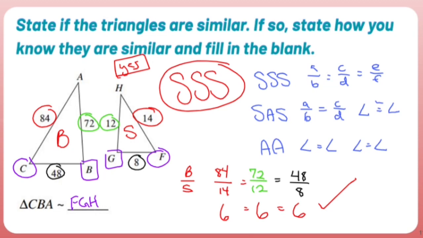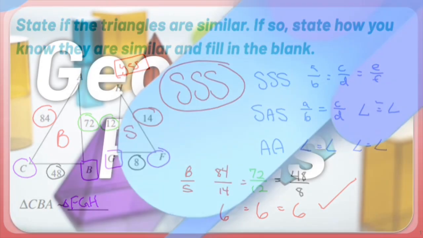So these were similar. SSS was the reason. And triangle CBA is similar to triangle FGH. That little squiggly means similar, different from congruent.